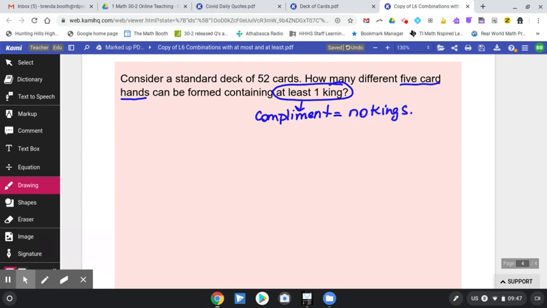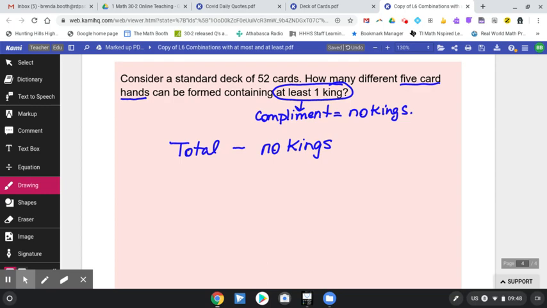So my plan here is to take the total number of 5-card hands, without any restrictions, how many could be made, and then subtract all the ones that have no kings, and the ones that are left would have a king in them. So I'm taking all the ones that are possible, removing or subtracting all of the groups that have no kings, and what you're left with are the groups that have kings, or at least one king, to be specific.